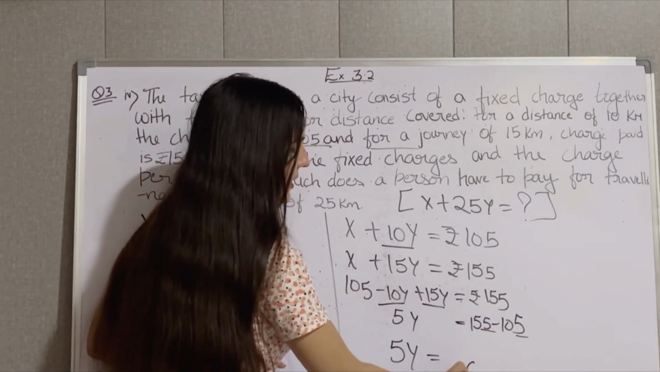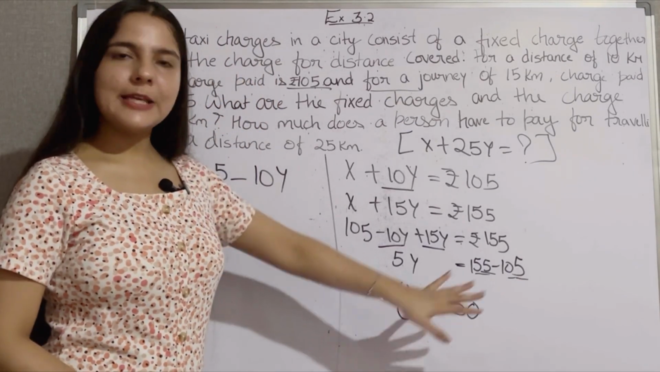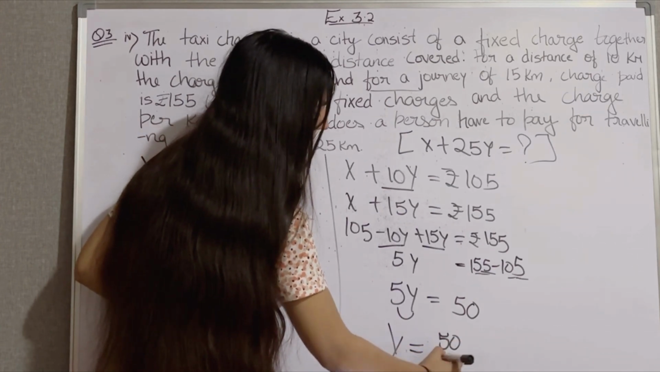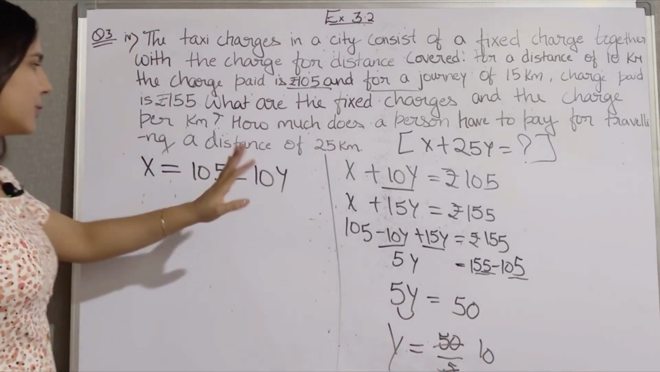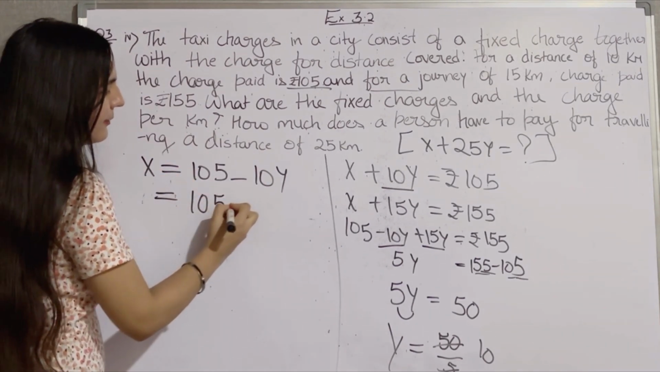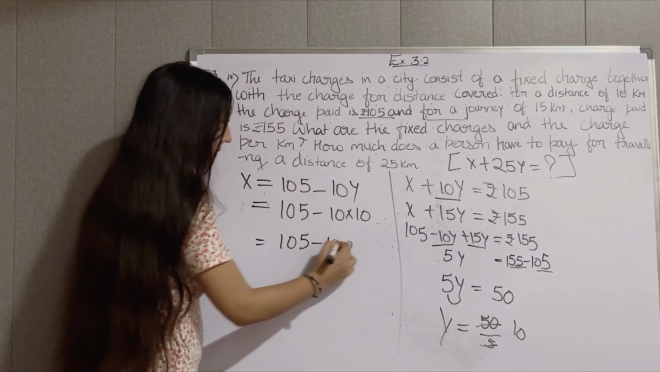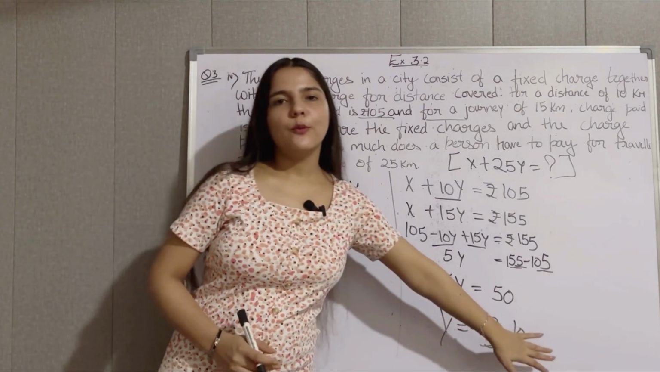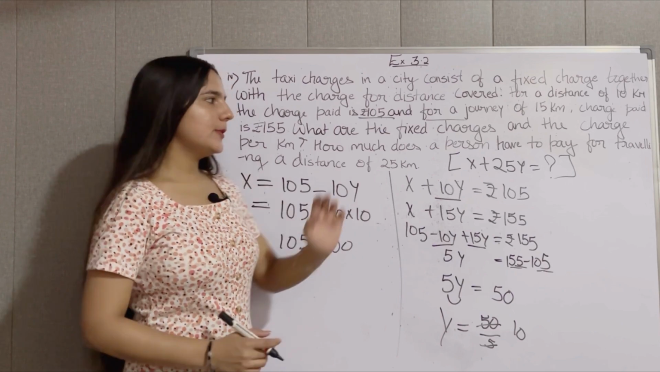155 minus 105 is 50. Now this 5 is in multiplication, it will go into division. So y is equal to 50 divided by 5, that is 10. So the value of y is 10. Now we'll put the value of y here and calculate the value of x. So 105 minus 10 into 10, that is 105 minus 100, gives us 5. So the value of x is 5 and the value of y is 10. So we got the value of the fixed charge and the charge per kilometer.